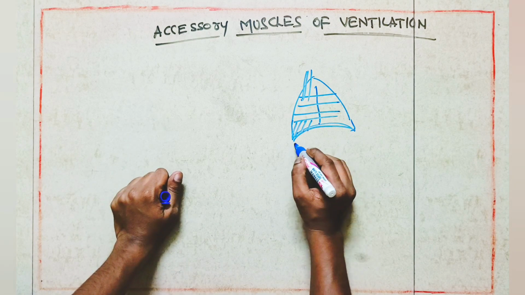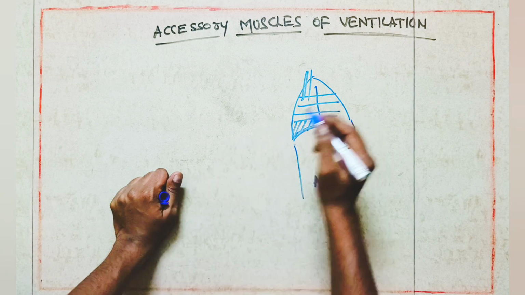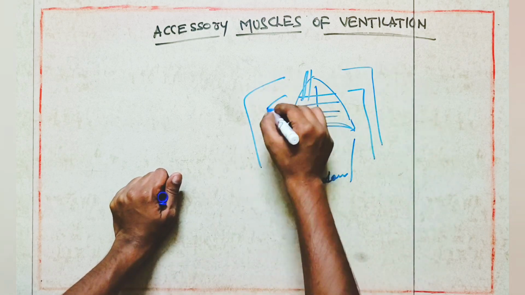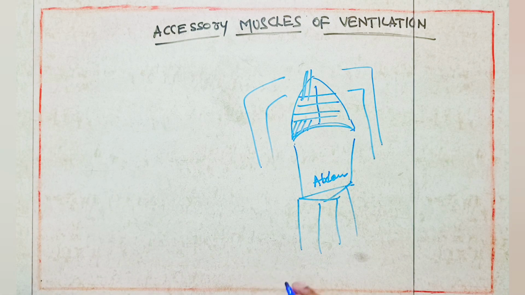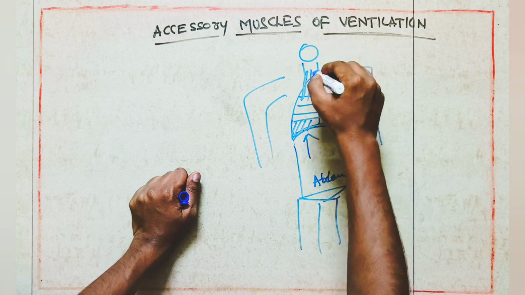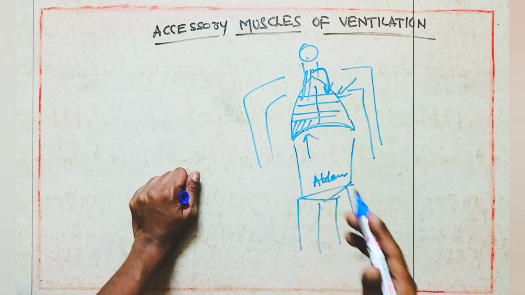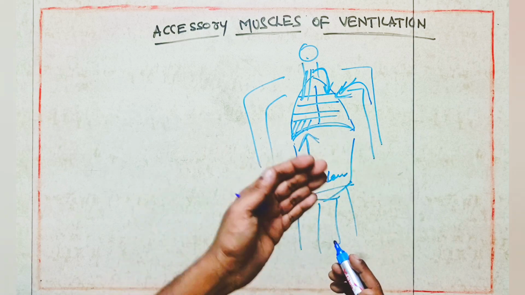Accessory muscle means, after this thorax we will have the abdomen. Here we'll have two upper limbs, and after this, the lower limbs. So the muscles which are connected to the rib cage from the abdomen, upper limb, head and neck. From head and neck, some muscles will be connected to the rib cage. From the upper limb, some muscles will be connected to the rib cage. From the abdomen, some muscles will be connected to the rib cage.